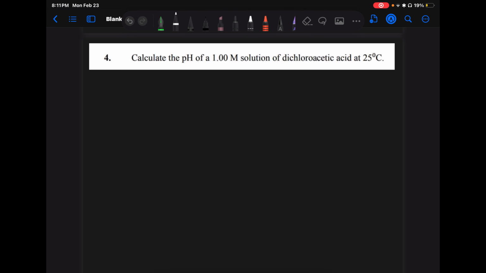It's not in chronological order, but this question is a bit more complicated than the other one. So I guess we'll start it. We're basically doing the same thing, but this time this is different, so I'll explain why. The first thing I would probably do is just write out the equation. CHCl2COOH plus H2O.